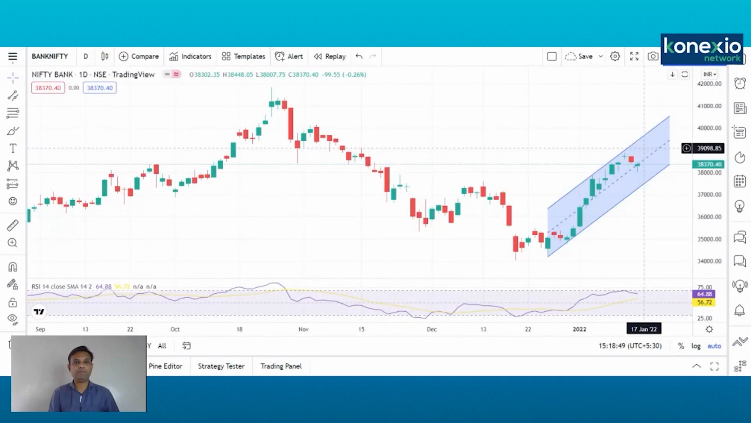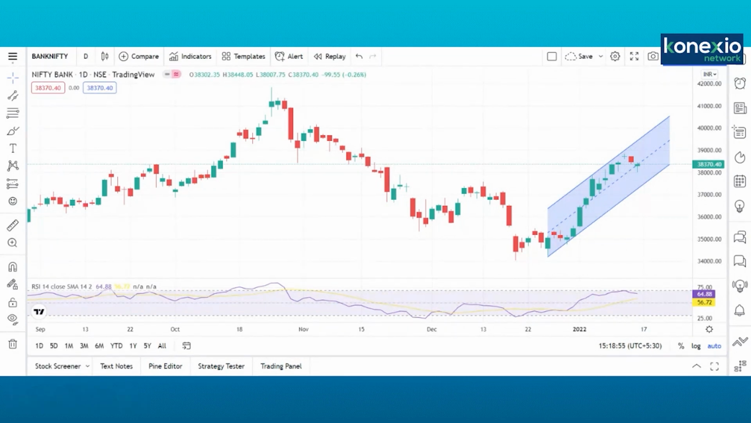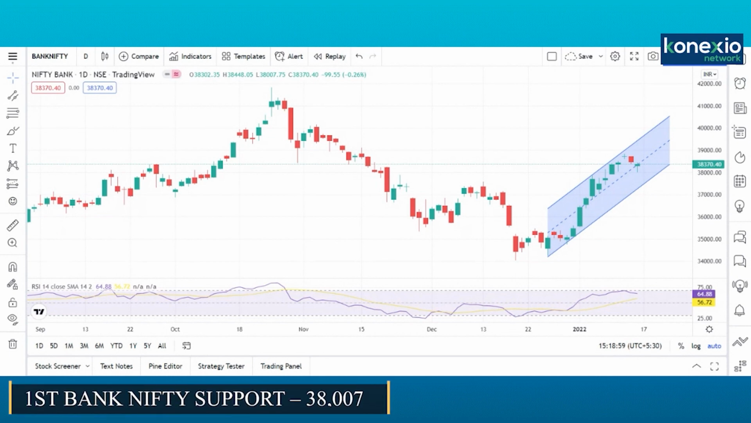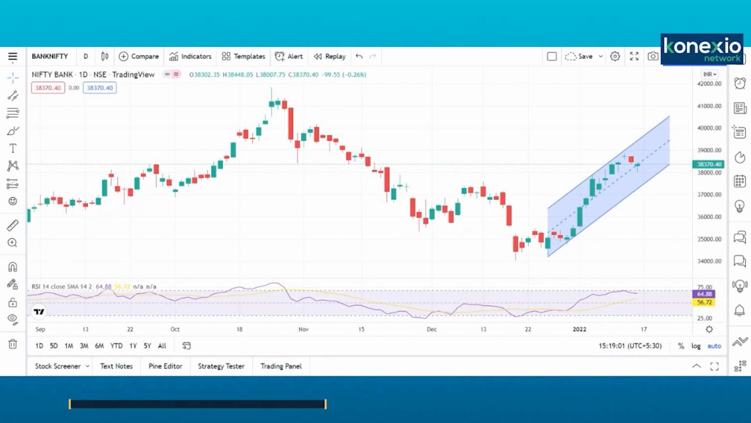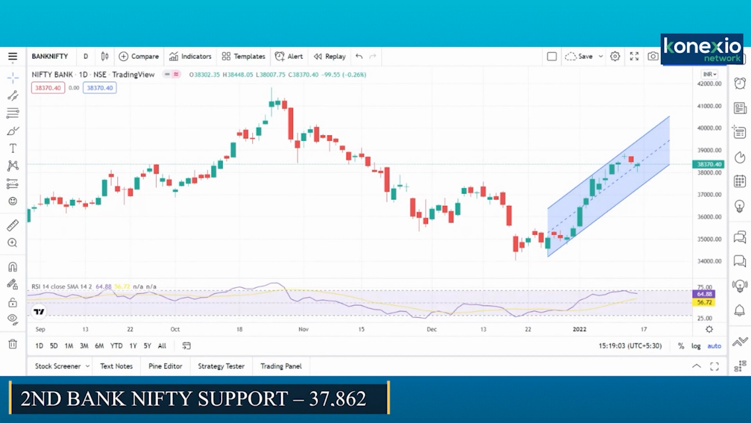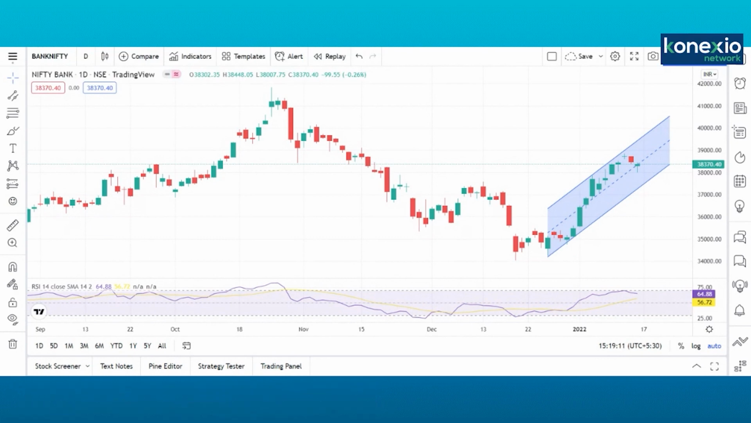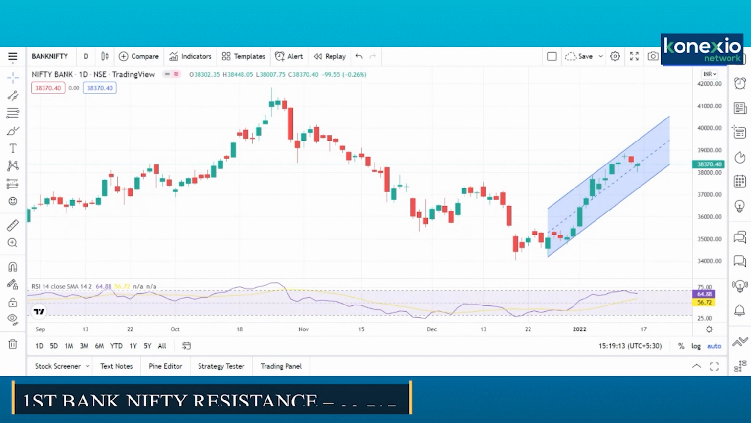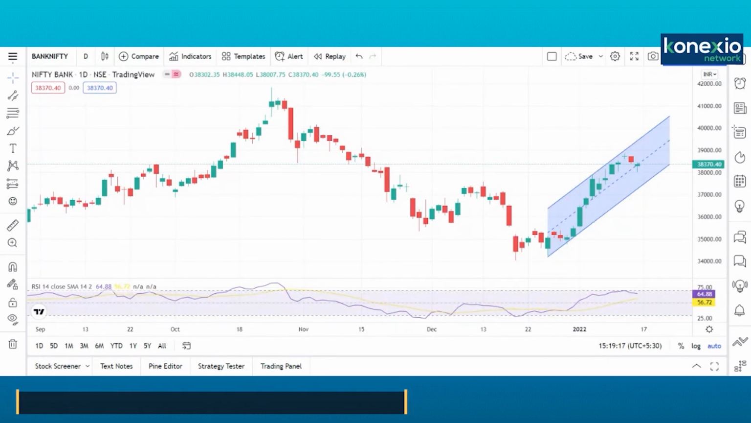Now let us discuss the important supports and resistance in the Bank Nifty for the next week. The important support in the Bank Nifty for the next week is placed at 38,007 as the first support. The second support is placed at 37,862 and third support is placed at 37,427. Whereas on the upside, the first resistance is placed at 38,717.